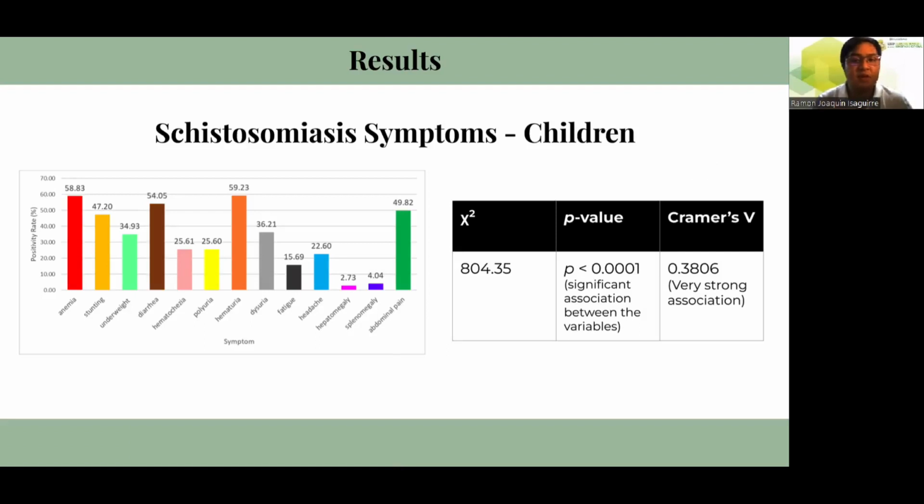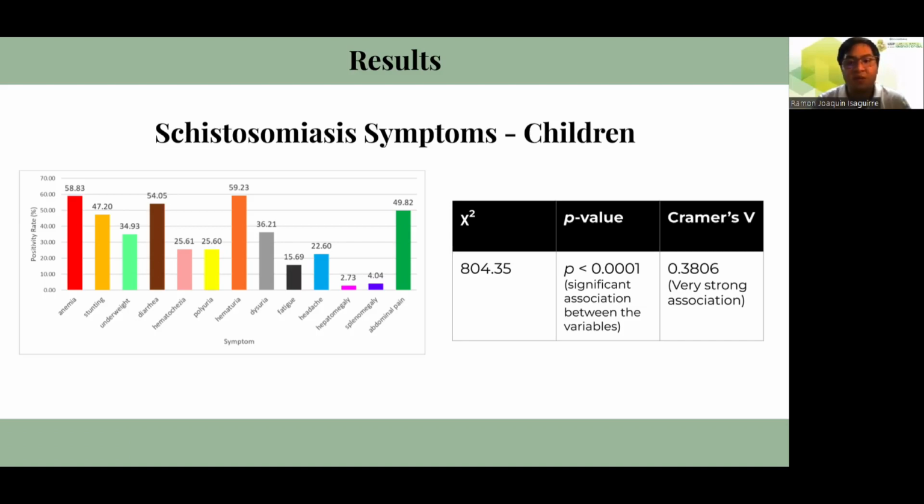Next slide. So results for schistosomiasis in children are similar to that of pregnant women since there also exists a significant association between the 13 identified symptoms presented by the children and the manifestation of schistosomiasis. The Cramer's p-value also shows that there's a very strong association between these two variables, which indicates that these symptoms are also highly likely to present themselves within an infected individual.